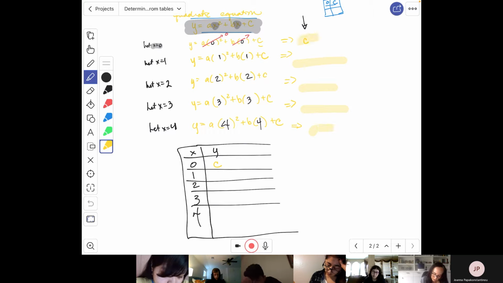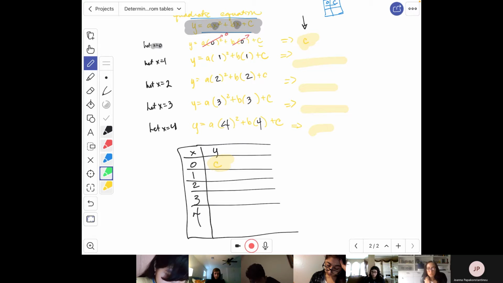The first one we see is C. You are deriving what the second finite difference is so that we can start writing the equation.